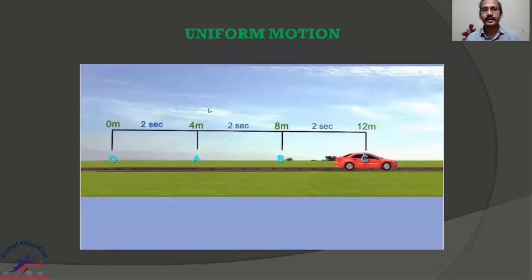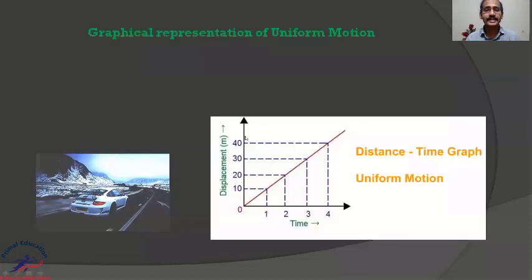Now, we can discuss uniform motion. What is uniform motion? You can see a car is going from point O to point A, 4 meters in 2 seconds. A to B, 4 meters in 2 seconds. B to C, next 4 meters in 2 seconds. We understood an object is traveling equal distances in equal intervals of time. Yes, if an object travels equal distances in equal intervals of time, we can call it uniform motion.